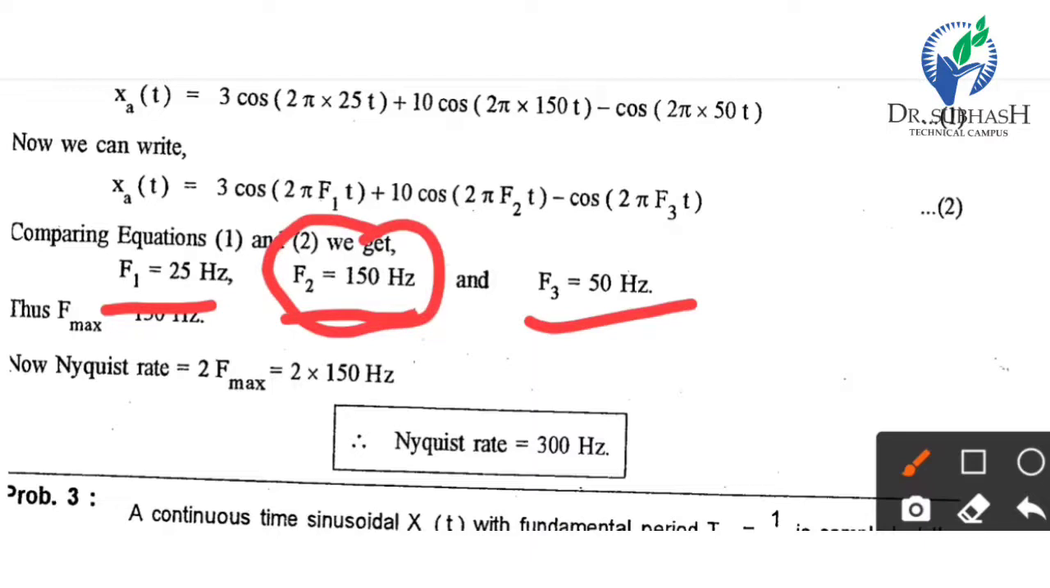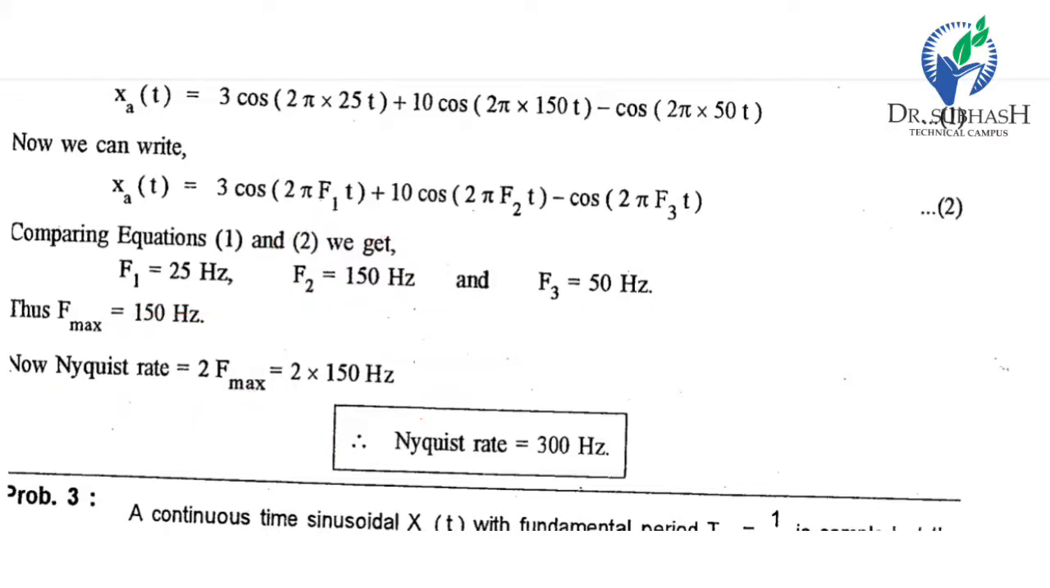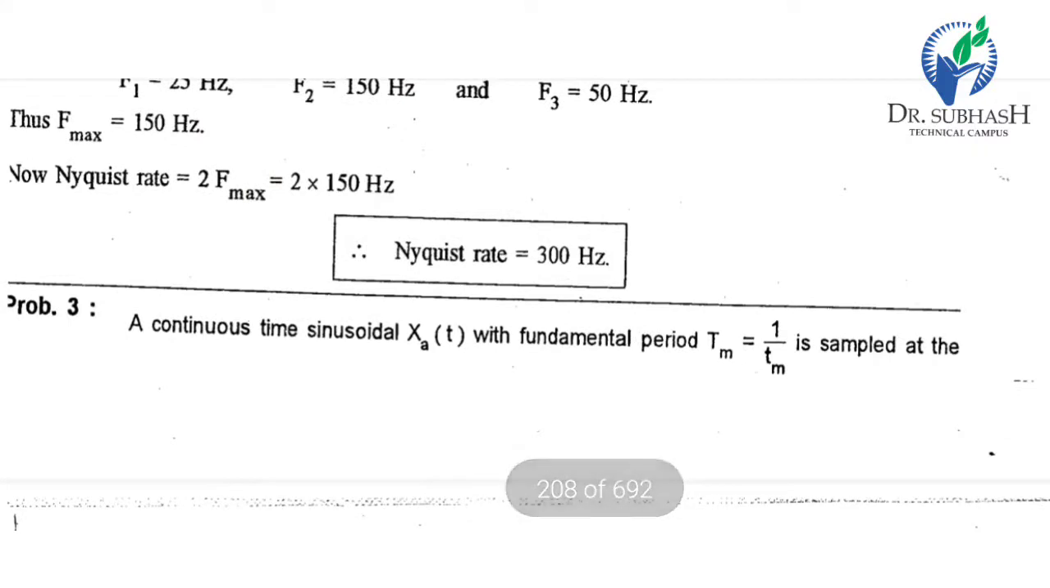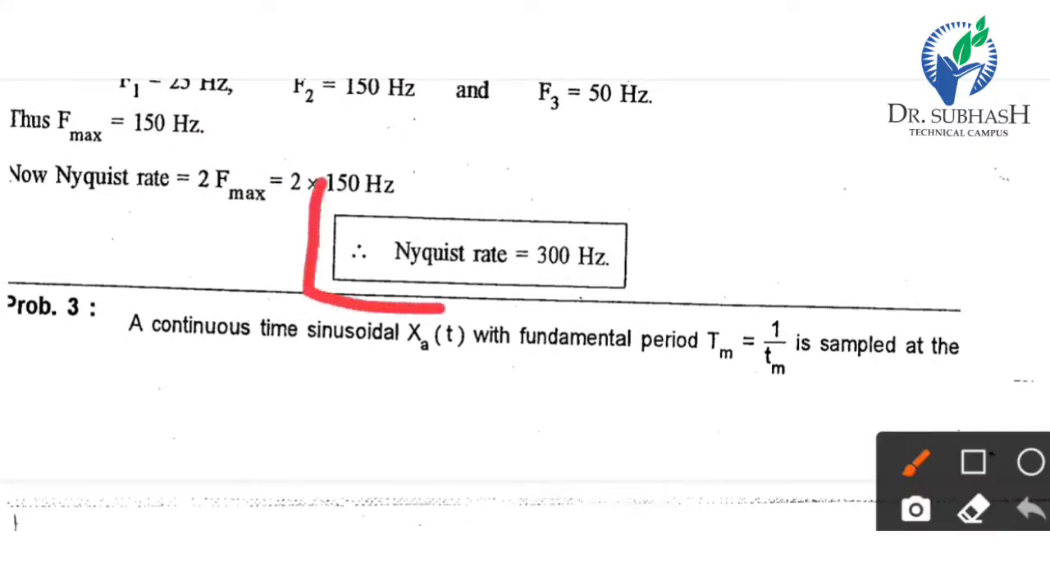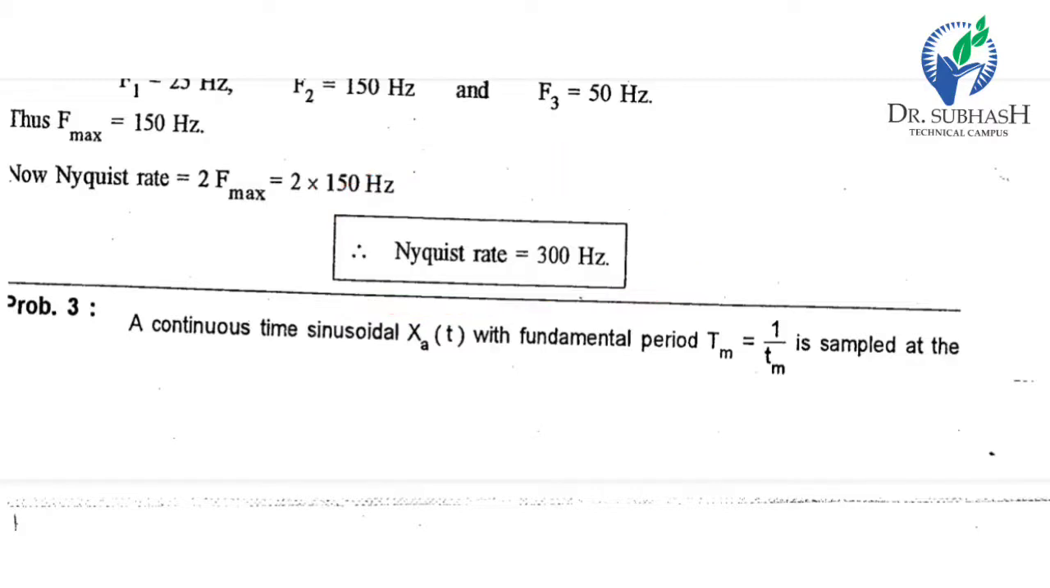So the Nyquist rate must be 2 multiplied by the maximum frequency. So now Nyquist rate equals 2 multiplied by the maximum frequency, that is 2 multiplied by 150 hertz, and finally we get Nyquist rate equal to 300 hertz.